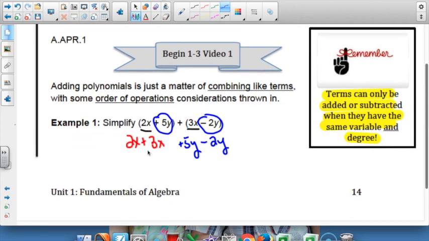So then it's just a matter of going through and actually combining those. 2x plus 3x is going to be 5x. 5y minus 2y is positive 3y because 5 minus 2 is 3, and your y just gets carried along. So then my final answer is 5x plus 3y. That's all there is to it.